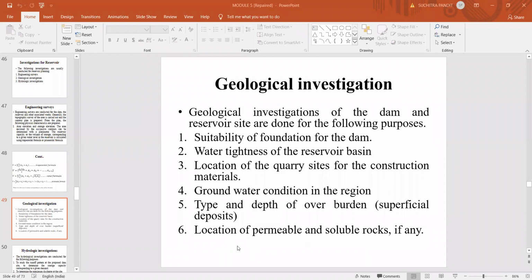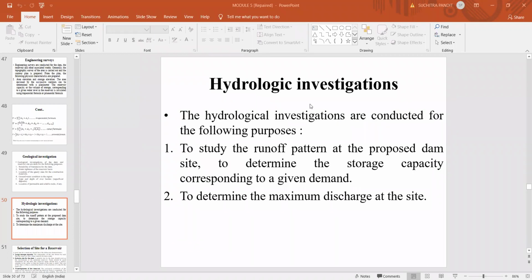So in any case, the reservoir should not be constructed on these permeable and soluble rocks area. So it has to be neglected. Next, the last investigation under reservoir investigation is the hydrological investigation.